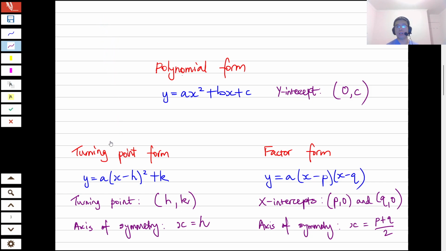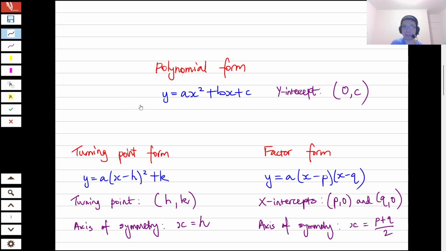Part of your work in dealing with quadratic equations is learning to recognize which form is useful given the type of question that's been presented to you. And that's only going to come with experience. So now I think there's another question that's worth asking. If I have these three different forms, how do I change from one form to another?